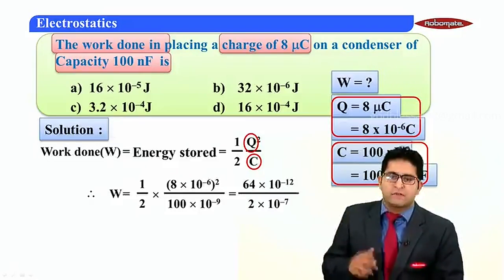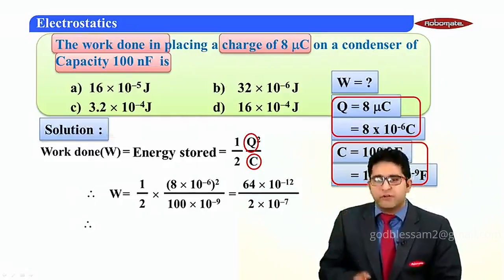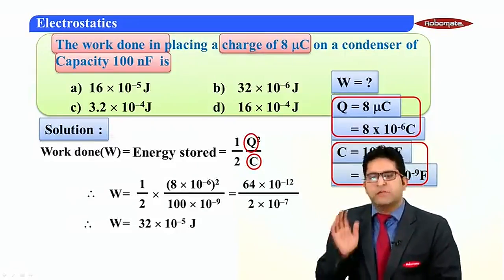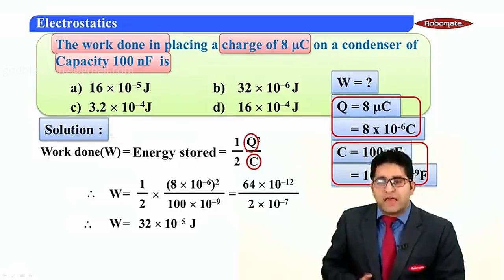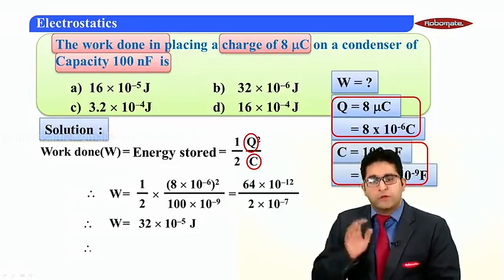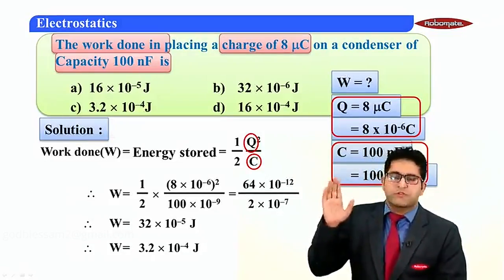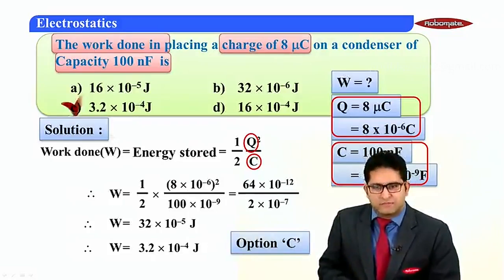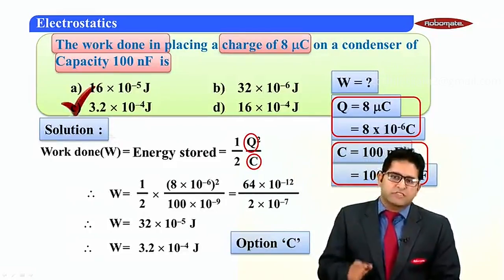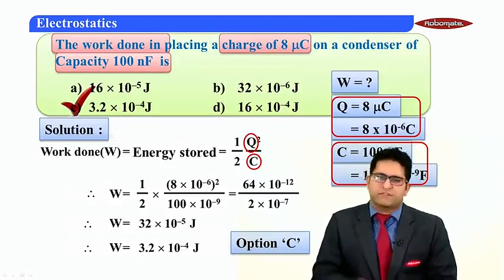So this is what I'll get after calculation. On further calculating, I'll get W equal to 32 into 10 raised to power minus 5 joule, which can be rearranged and written as 3.2 into 10 raised to power minus 4 joules, right? So students, see the options carefully. Which option is correct? Yes, option C is the correct answer, right? So this was the first MCQ, which was based on the concept of energy stored in a capacitor, right?